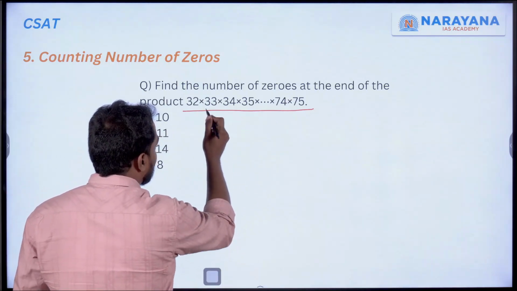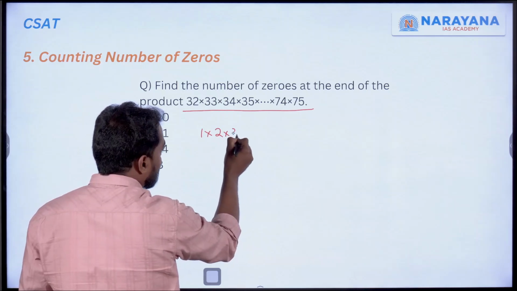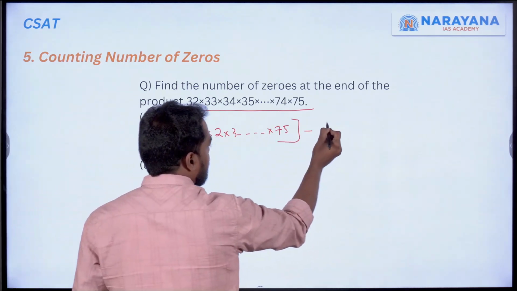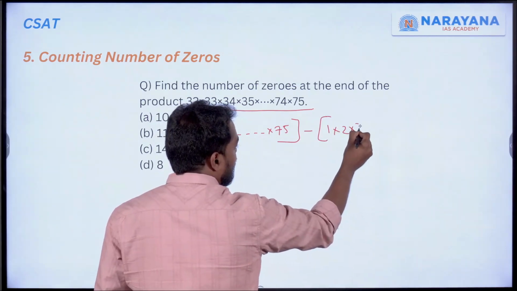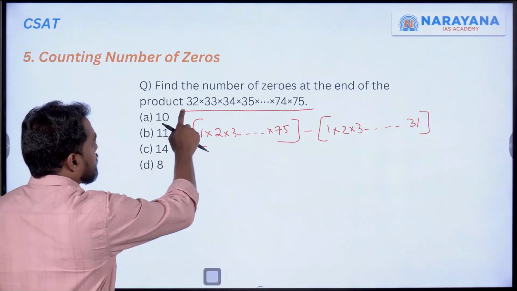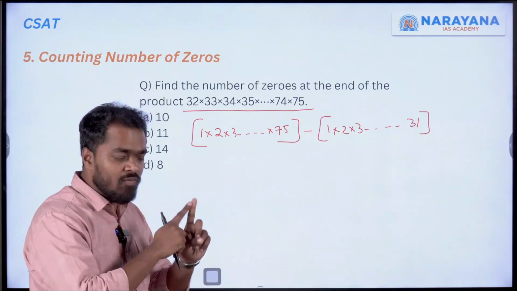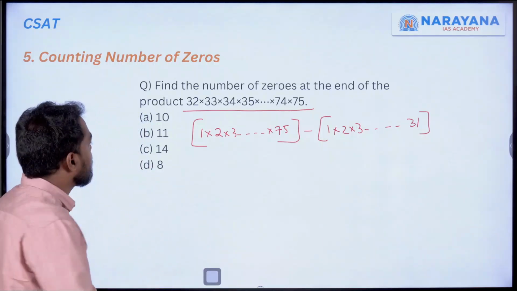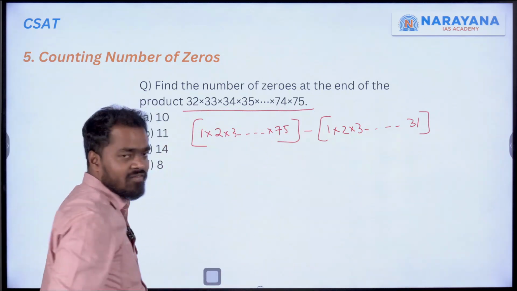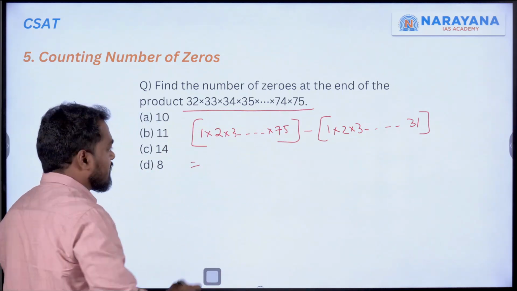This is also very simple. This is nothing but 1 into 2 into 3 up to 75, minus 1 into 2 into 3 up to 31, right? So 32 to 75 is nothing but take the total product from 1 to 75, and from that take out the 1 to 31 product. You will get the 32 to 75 product, right? Now this is the continuous numbers concept.